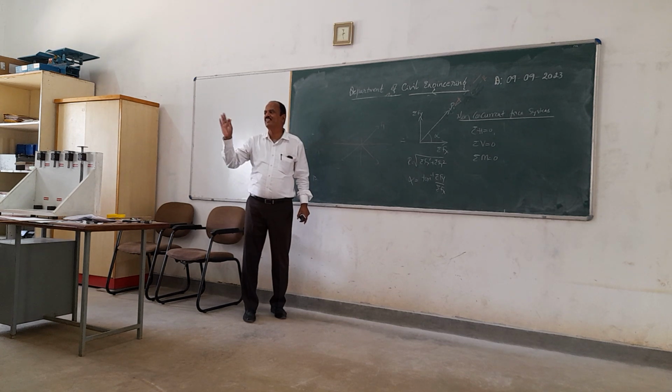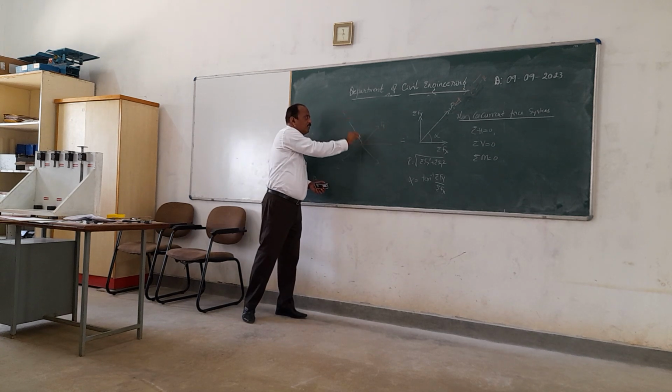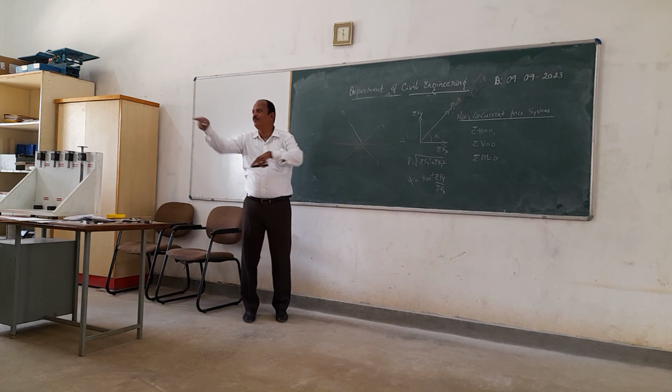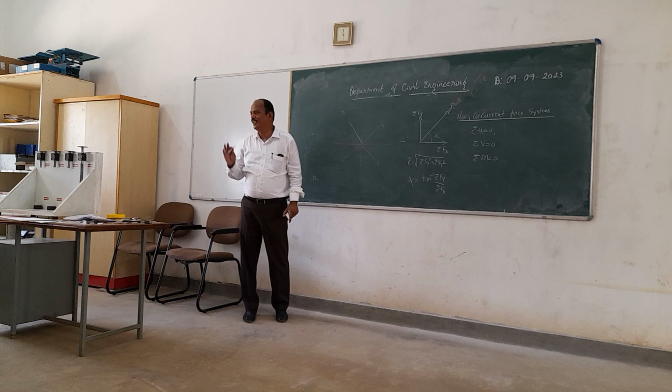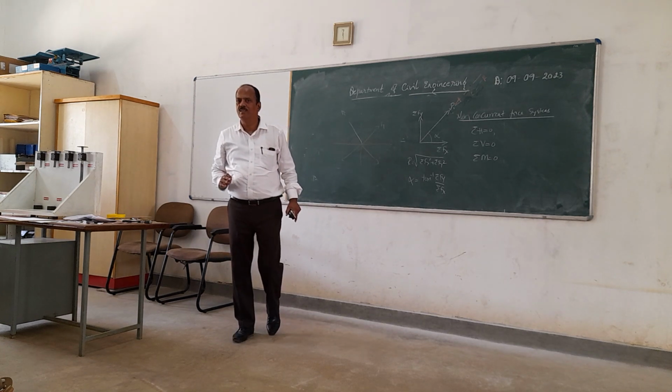When you get a resultant, it is not in equilibrium. Then you are going to add one particular force such that if you add this force, it will be in equilibrium. That we shall see by using this particular force table. Correct?